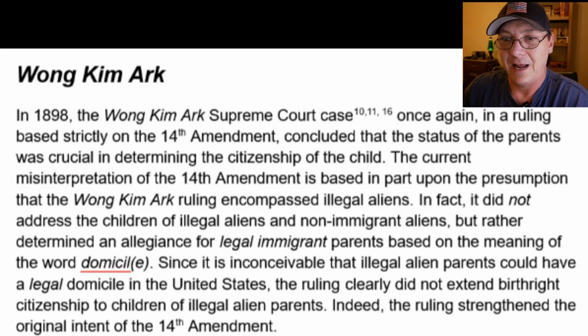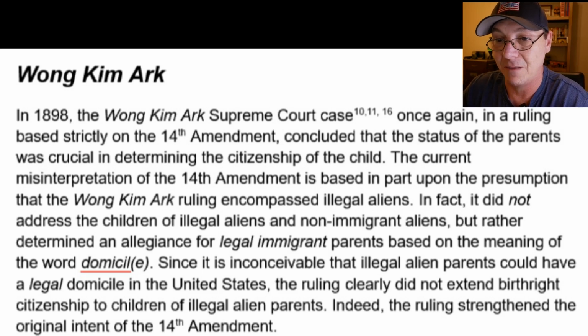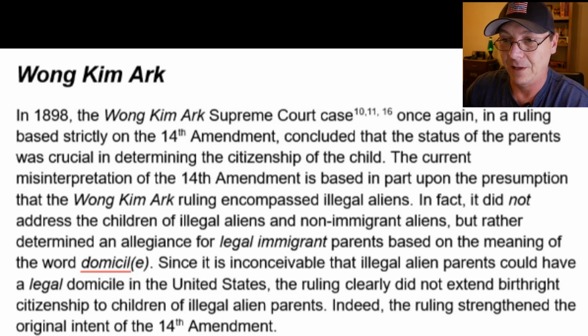So what happened was, in 1898, the Wong Kim Ark Supreme Court case, once again in a ruling based strictly on the 14th Amendment, concluded that the status of the parents was crucial in determining the citizenship of the child. So the current misinterpretation of the 14th Amendment is based in part upon the presumption that the Wong Kim Ark ruling encompassed illegal aliens, okay? That's what the liberals are arguing.